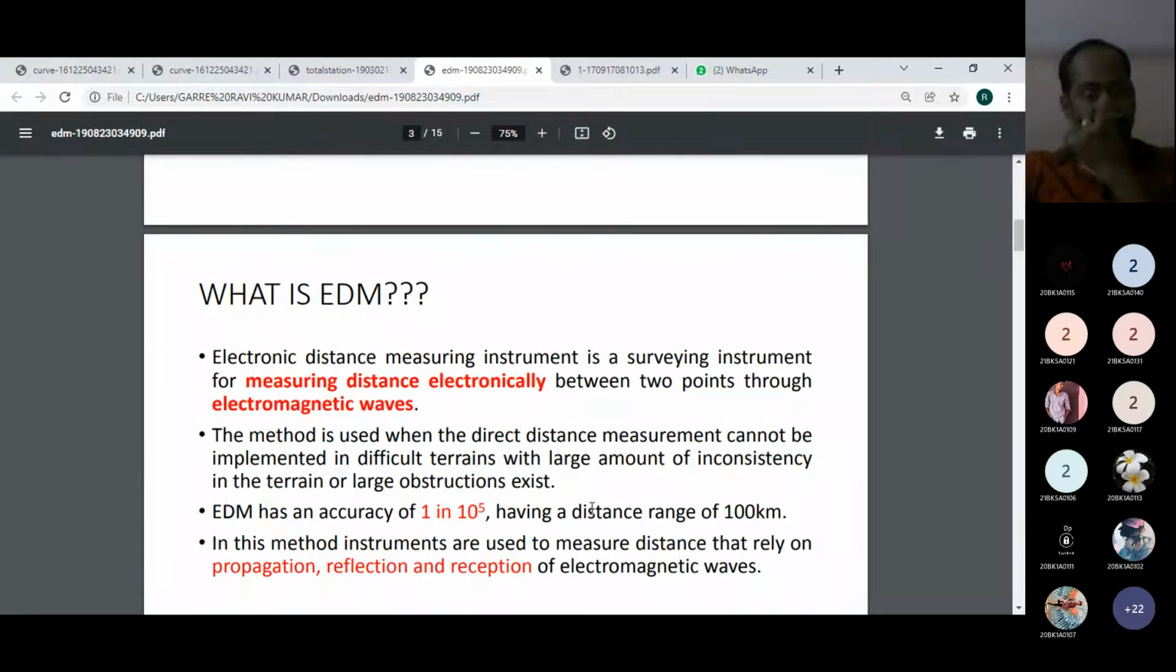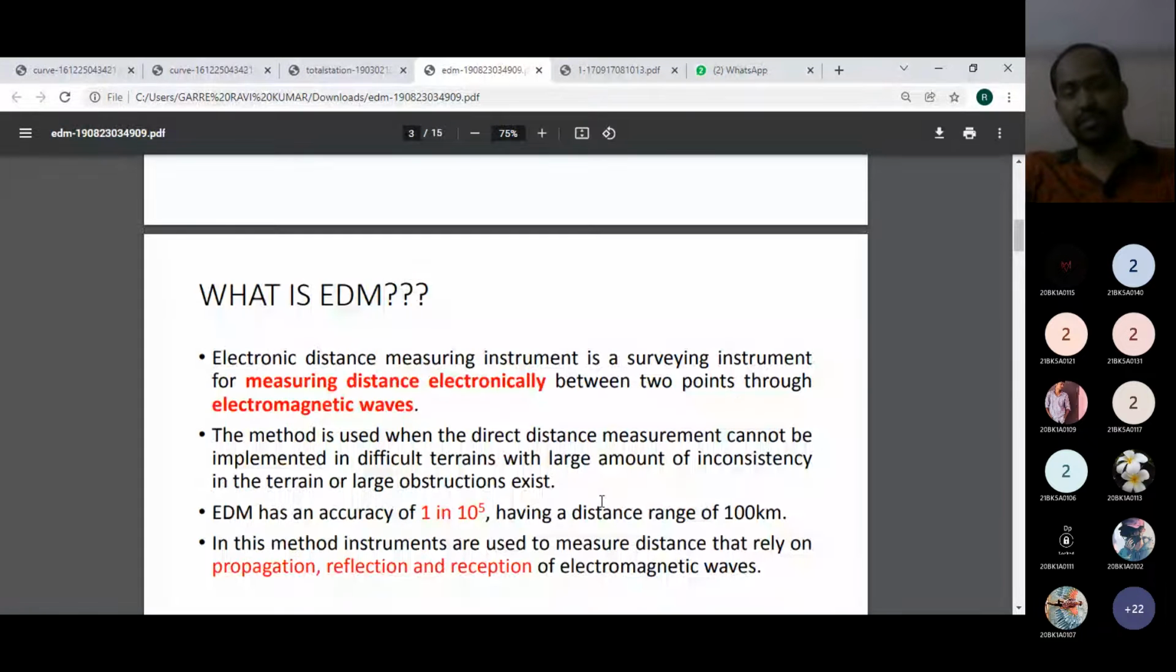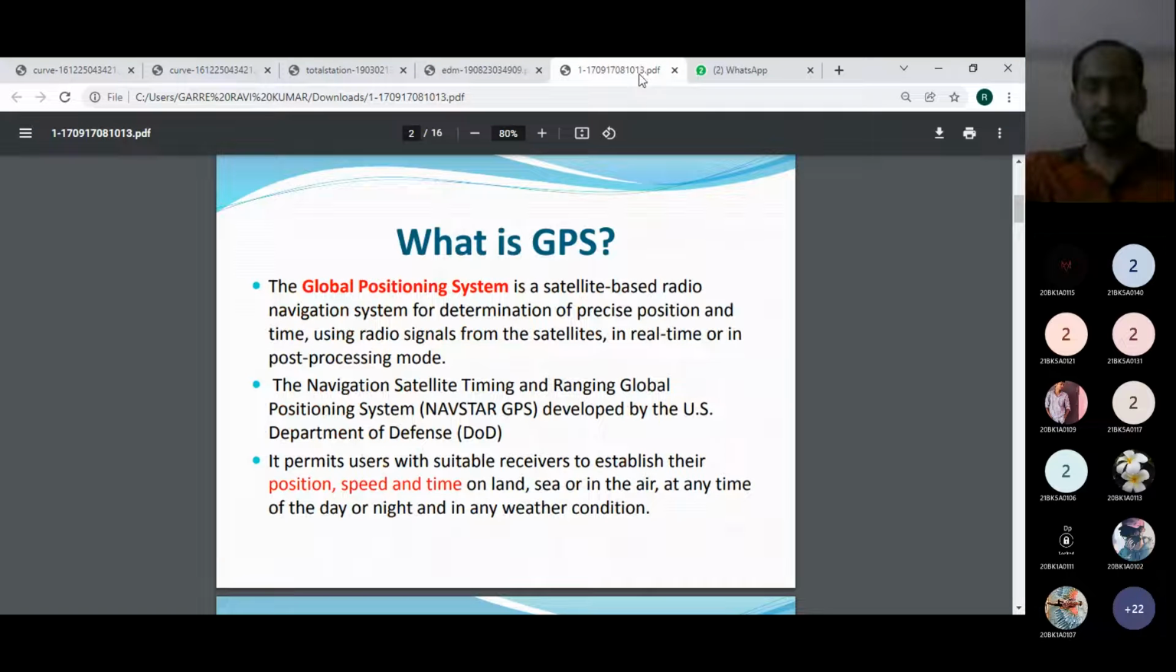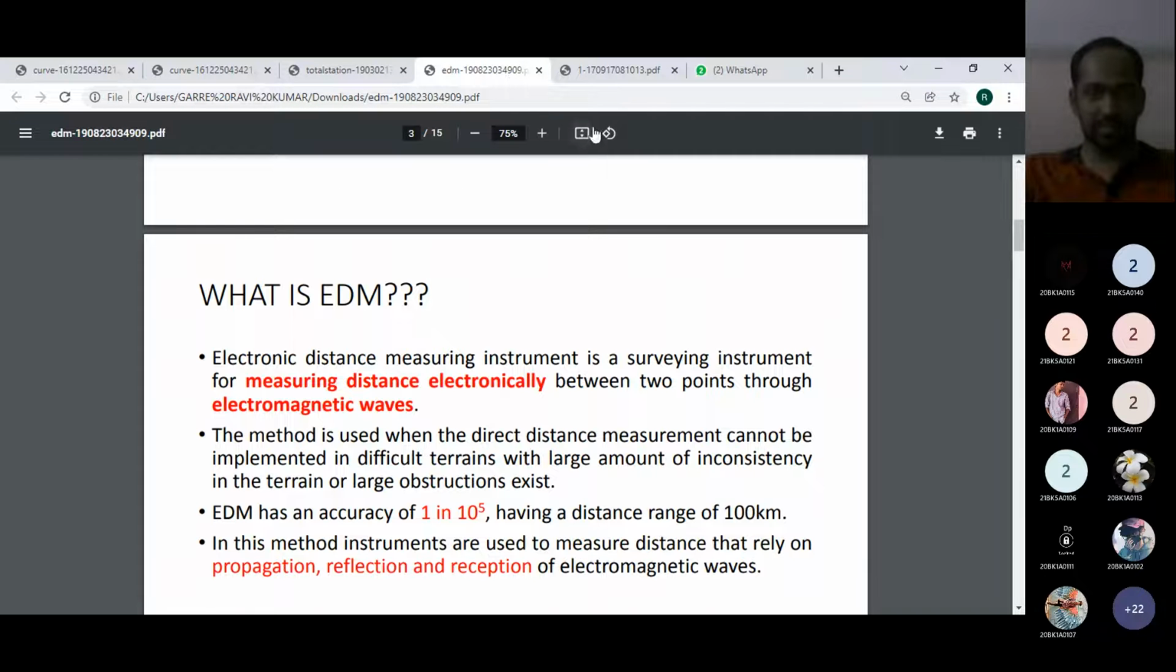Now, in most cases two kinds of instruments are used for EDM. One is the total station and the other is the GPS. TS means total station, GPS means global positioning system. These are the two kinds of instruments used for EDM, electronic distance measurement. First we will see the total station, and then we will see the GPS.